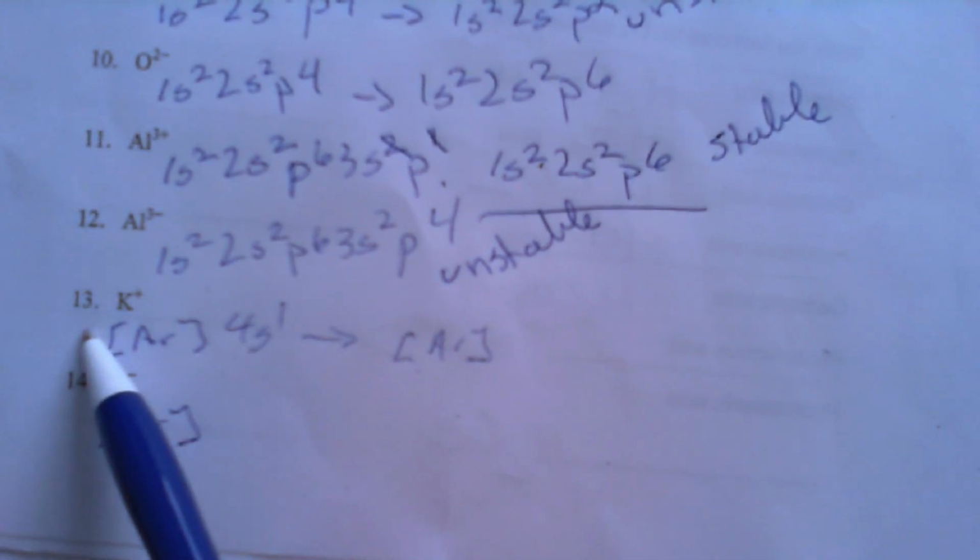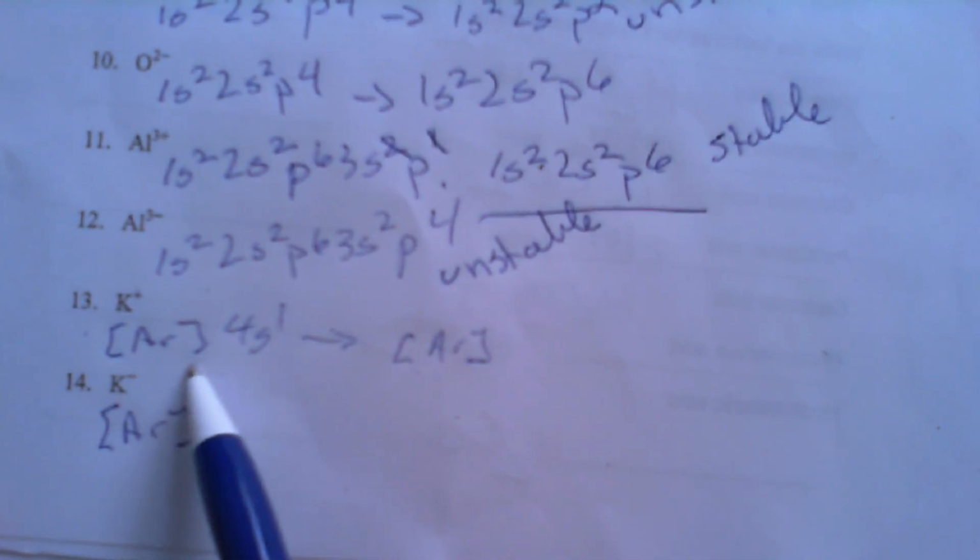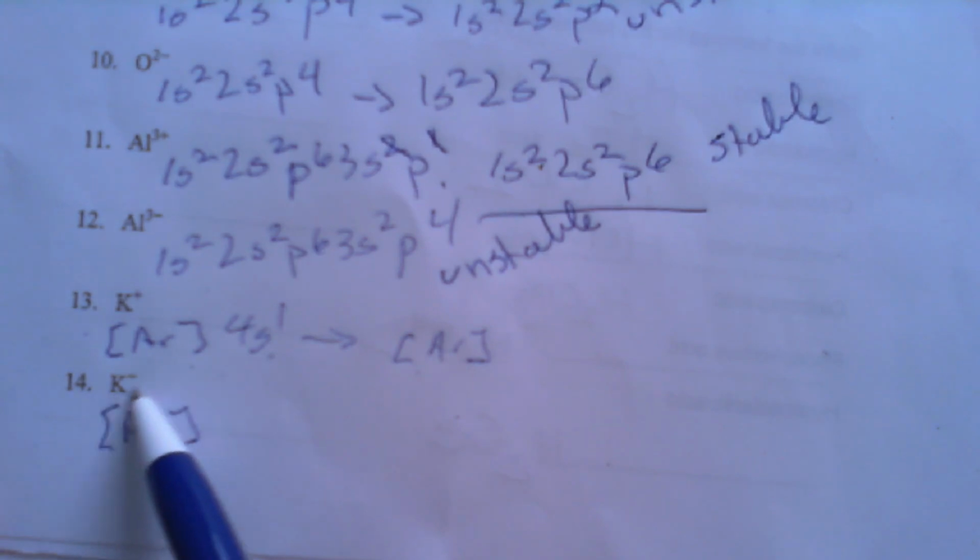But number 13 on the homework, argon 4s1. That's for neutral potassium.